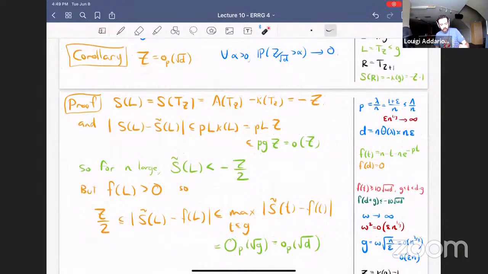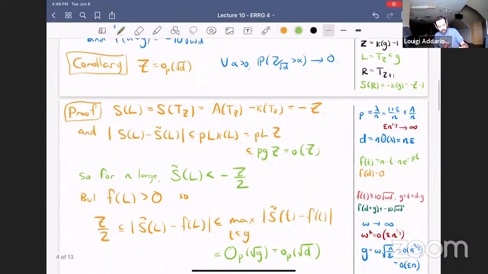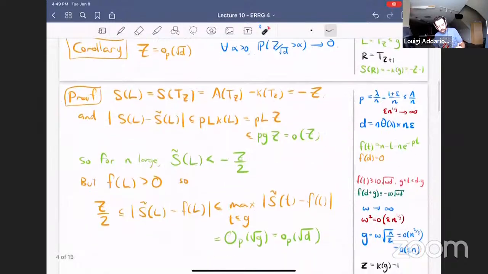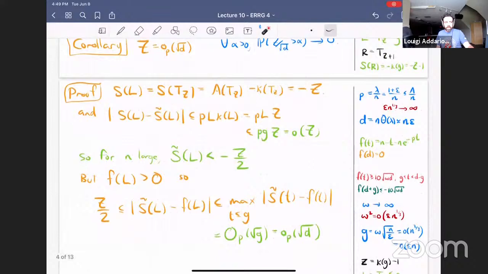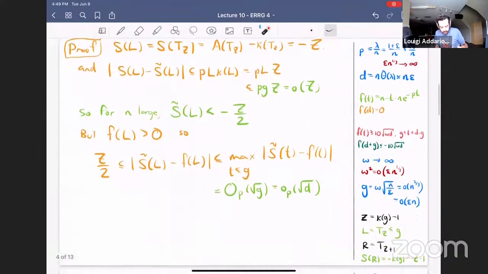Okay, so that was just a matter of combining the fact that f is positive with the bounds we have on the differences between S and S tilde and S tilde and f, to say that we haven't seen too many components before time G. Okay, so that's the first step.